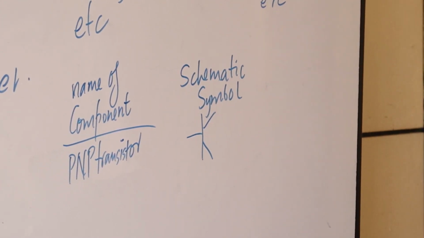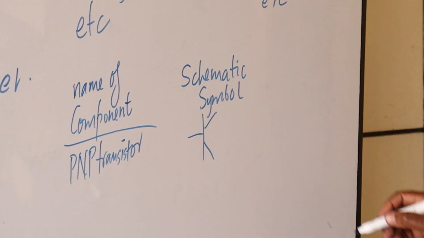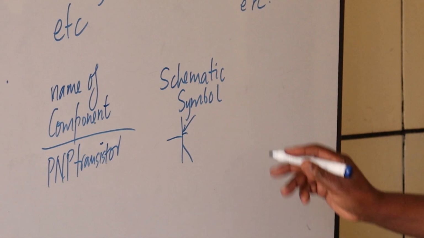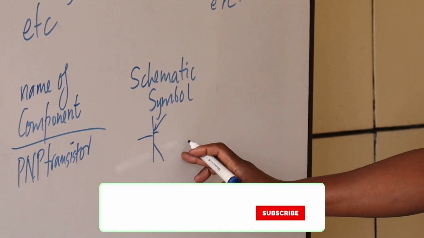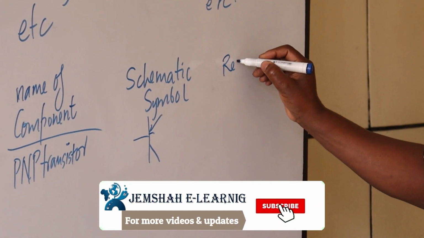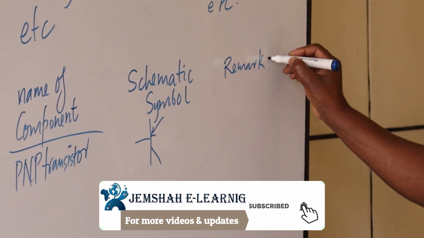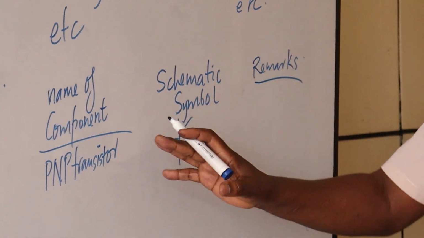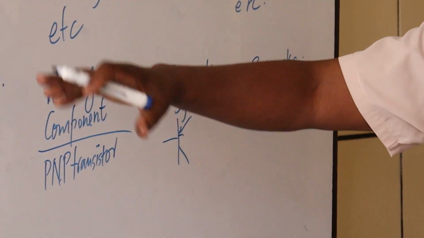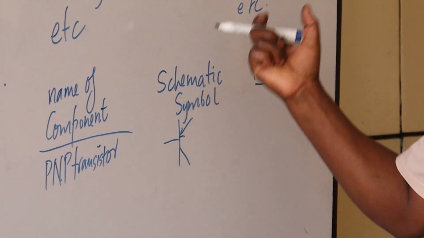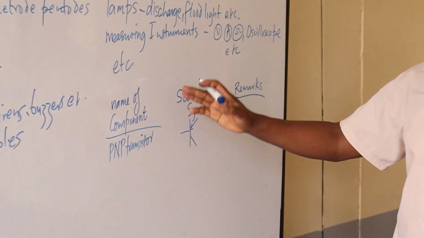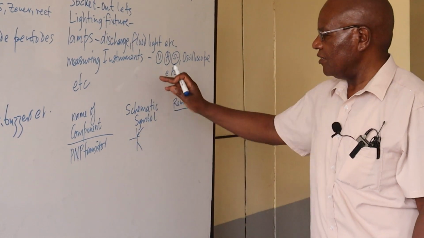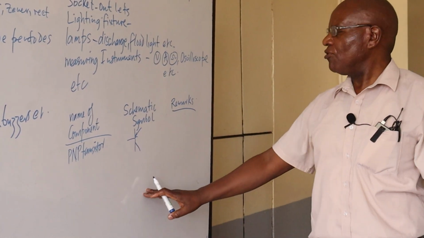Now PNP transistor, you know, it has got 3 pins, P, N and P. I think the arrowhead is pointing on the inside. And then maybe have a column for remarks. But the first column, the first one and the second one are more keen. So I'd like you to list all the various components you know, both electrical, electronic, those ones used in telecoms. List them here, the name of the component, go all the way down, and then the schematic symbols.